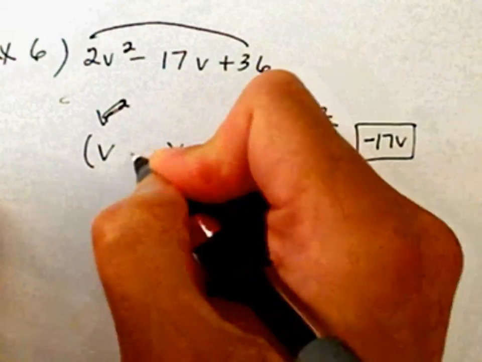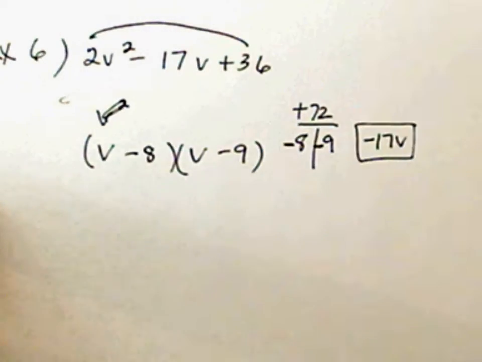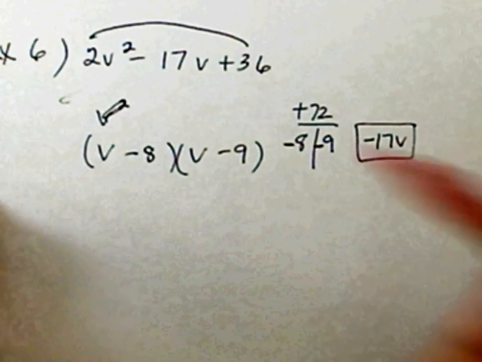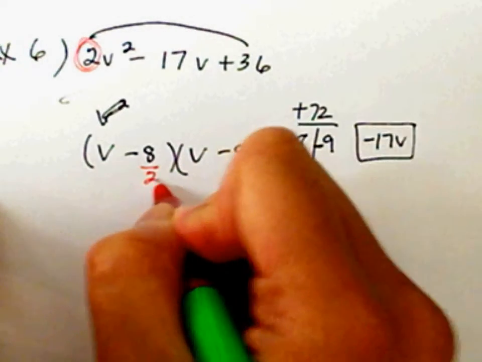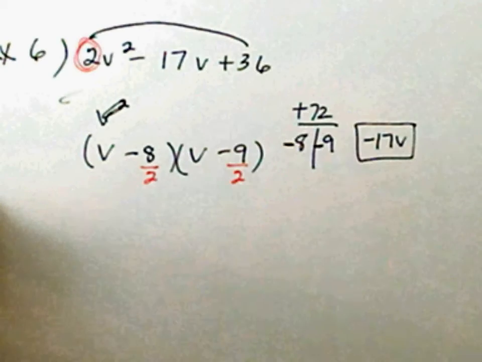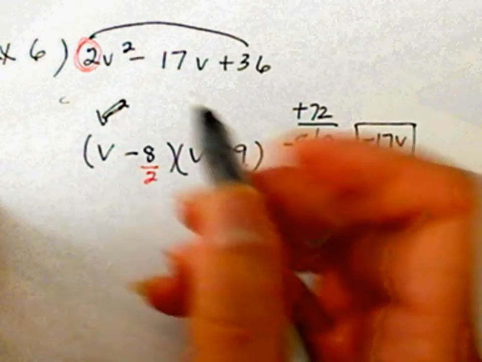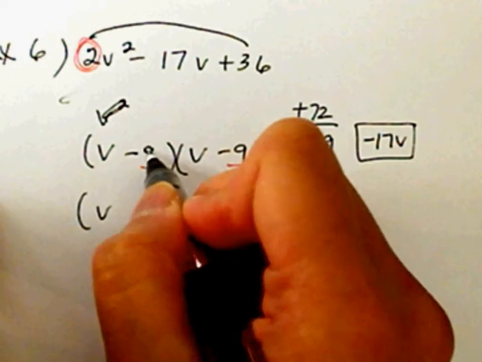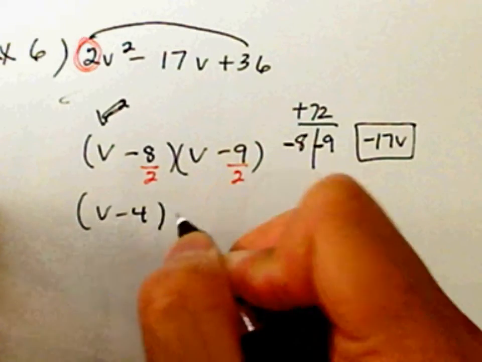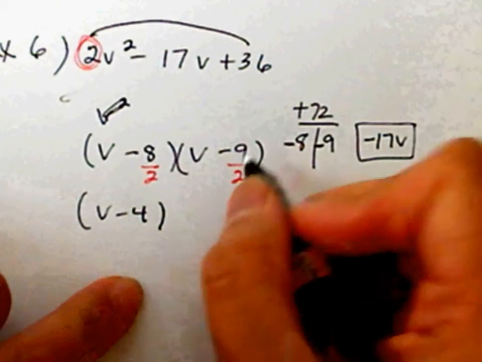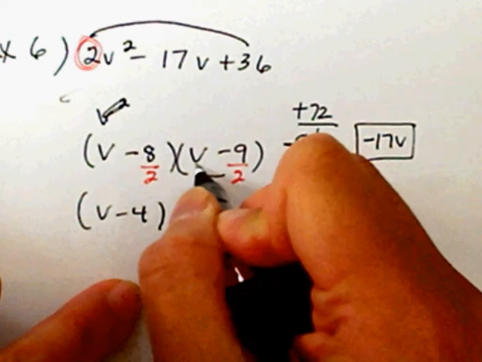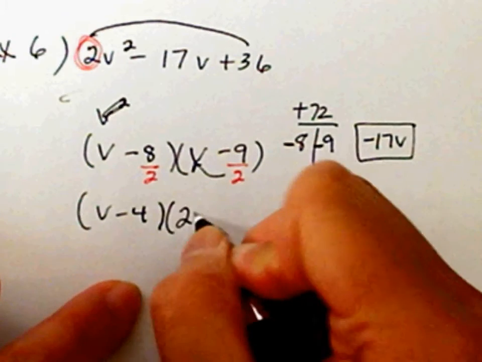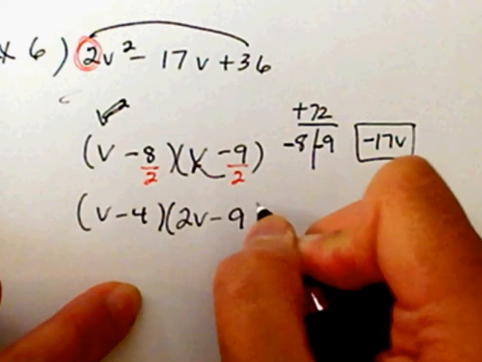Do you see that? See this number 2 right here? I'm going to divide each one of them by our a. So what do we have? v, negative 8 divided by 2 is negative 4. See it? Do you see how this is not a whole number? Because this is 4.5. Bring your 2 over. So you have 2v minus 9. And there you have factoring using bottoms up.